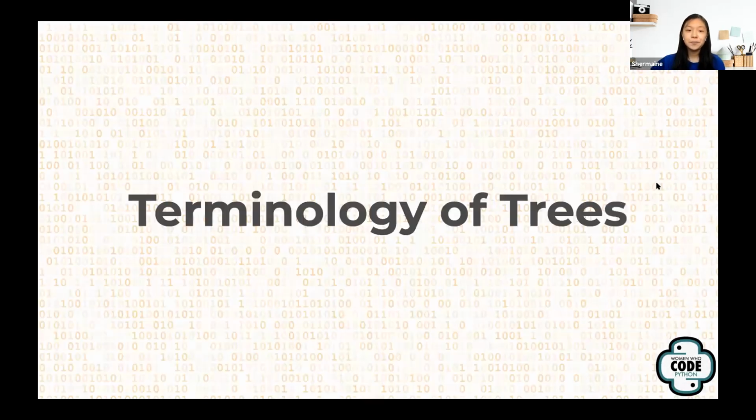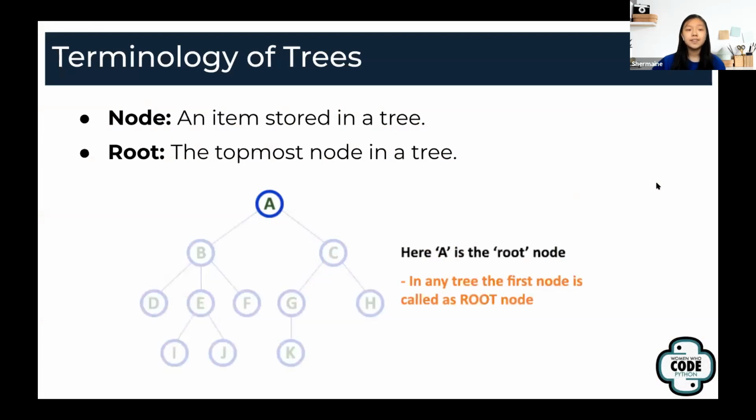So firstly, a node, which is an item stored in a tree, and we have a root, which is the topmost node in a tree. So in this tree below, A is the root node. In any tree, the first node is called a root node.